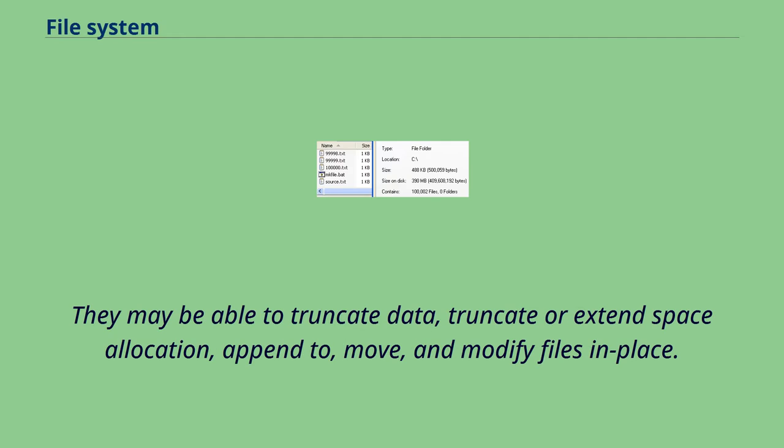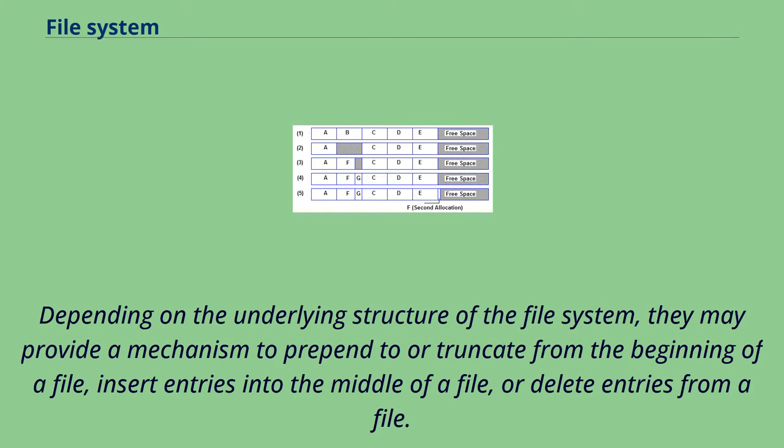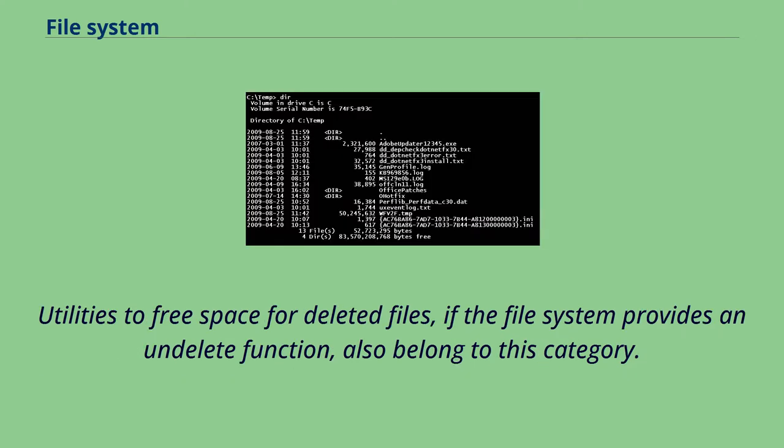They may be able to truncate data, truncate or extend space allocation, append to, move, and modify files in place. Depending on the underlying structure of the file system, they may provide a mechanism to prepend to or truncate from the beginning of a file, insert entries into the middle of a file, or delete entries from a file. Utilities to free space for deleted files, if the file system provides an undelete function, also belong to this category.